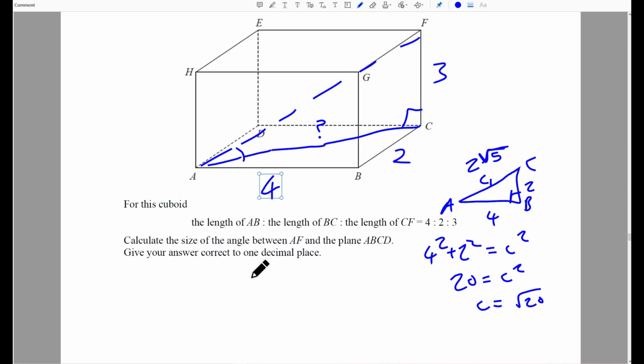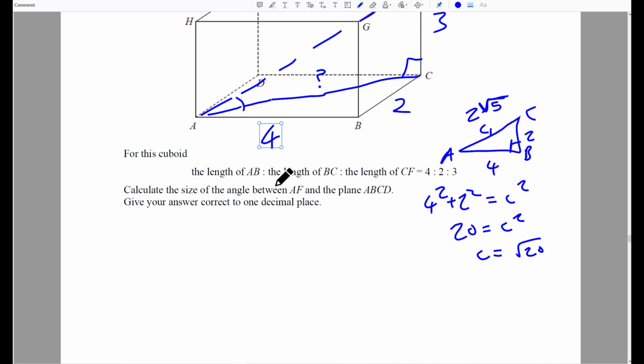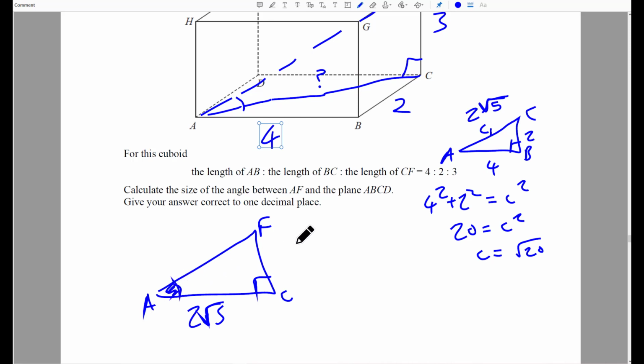Okay, so now we're going to get a new triangle. Now we've got the triangle ACF. Now A to C is 2 root 5, right? 2 root 5, and we want this angle here. Now we need another length, but we've got FC is 3. But we've got the hypotenuse, adjacent, opposite. We do not need the hypotenuse, let's delete that so you don't get confused.